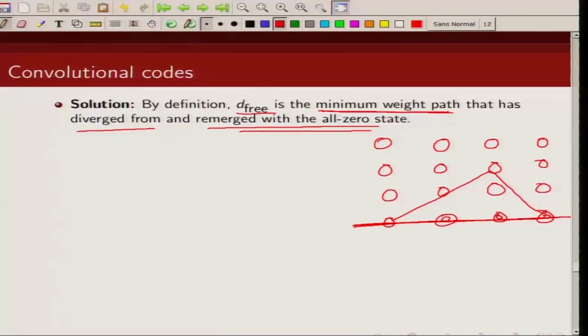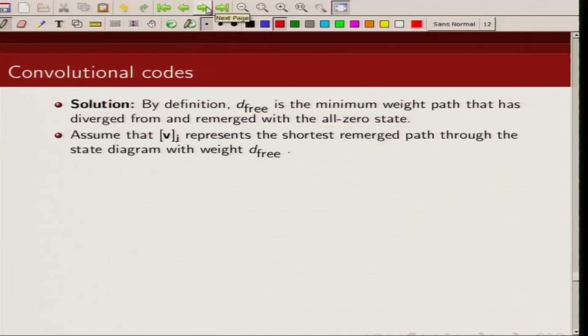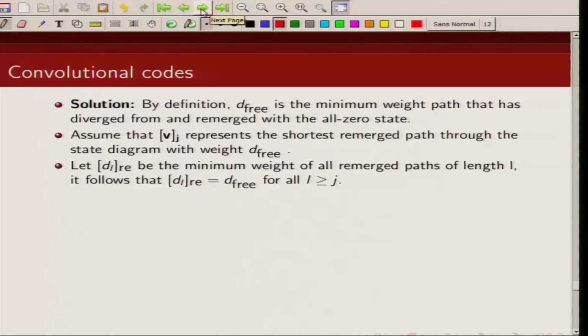To get a non-zero weight, you essentially diverge from the all 0 state and then re-emerge back to the all 0 state. Now, let us assume that at time t equal to j, V j represents the shortest re-emerge path through this trellis diagram, which has weight of d free. If we denote by dl the minimum weight of all re-merge paths, what is a re-merge path? These are paths which diverge from the all 0 state and then merge back into the all 0 state.